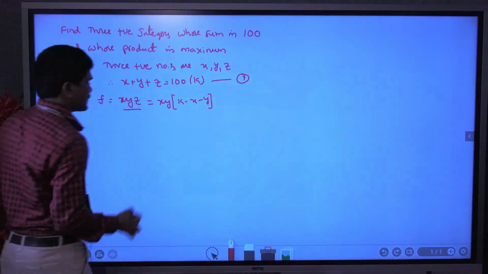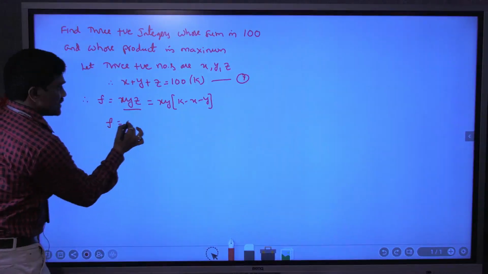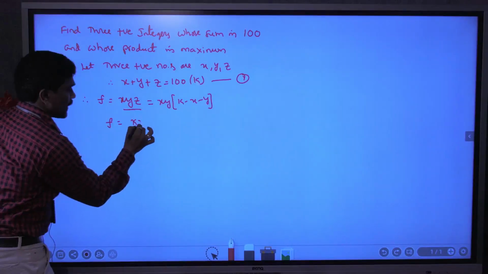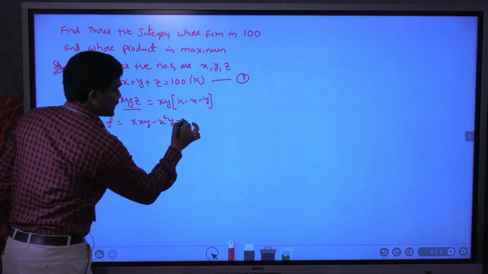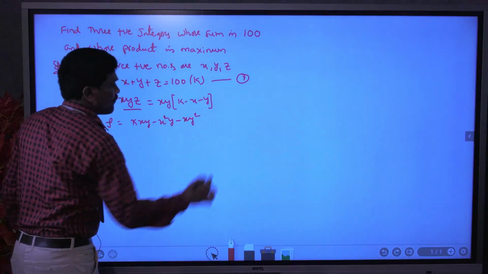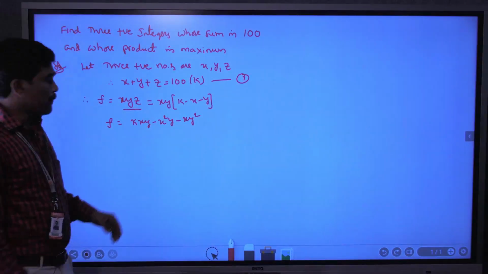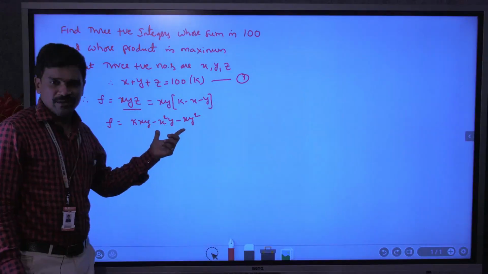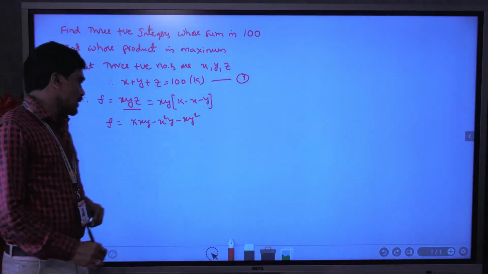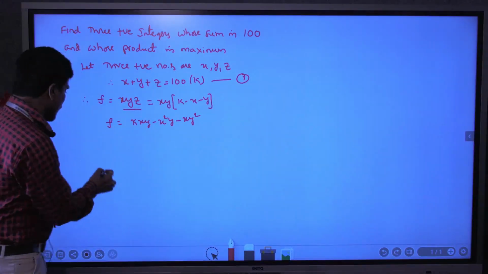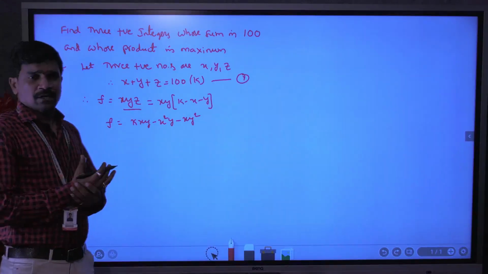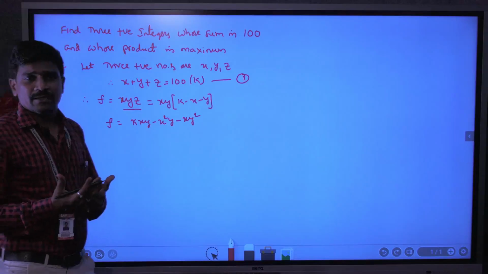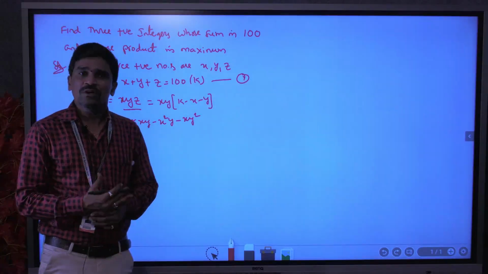Now simplifying this, f is equal to kxy minus x square y minus x y square. Now we have to find the maximum of this function, right? Next, what is the first step? Take f derivative with respect to x and with respect to y, and then equate to 0.